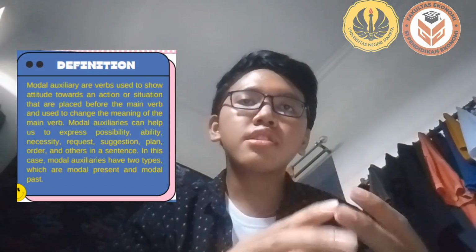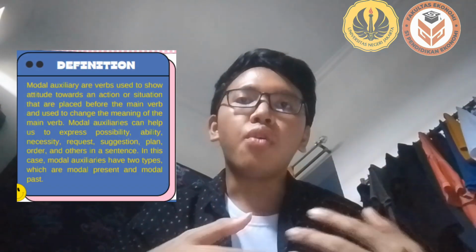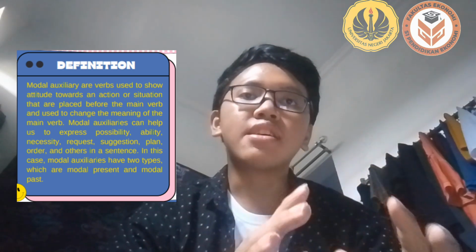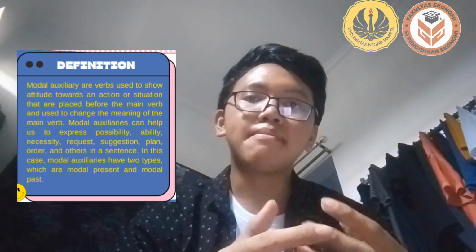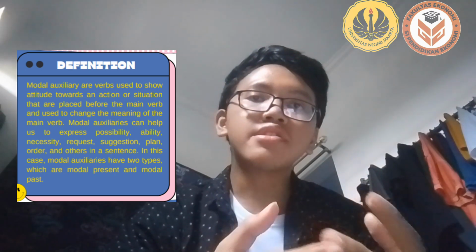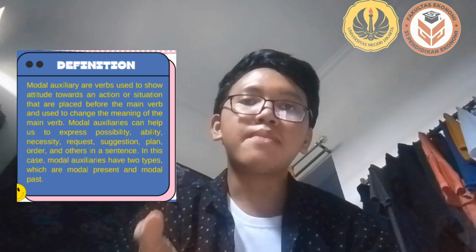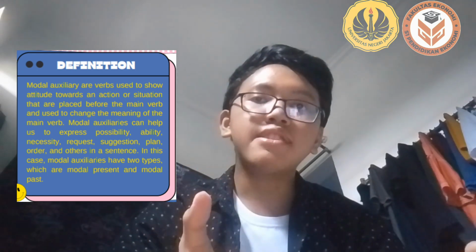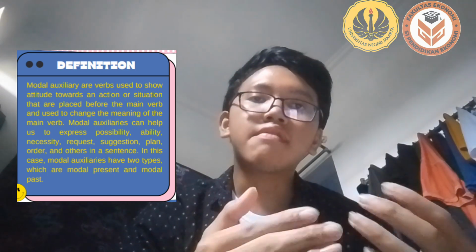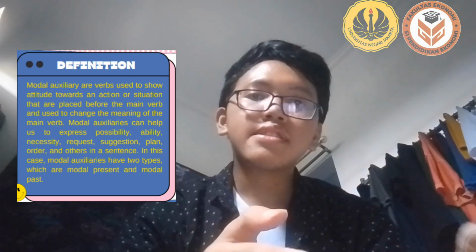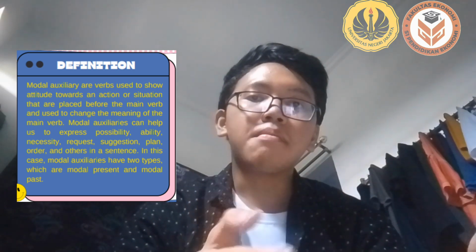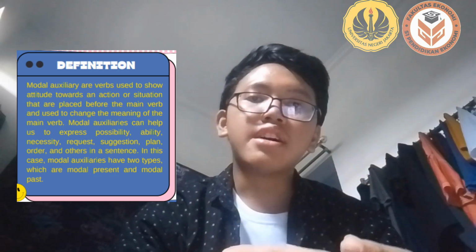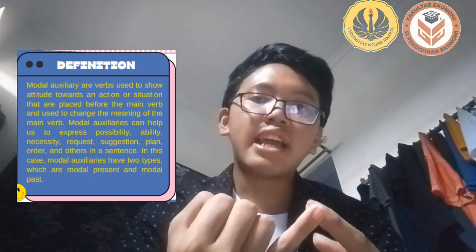Check it out. The definition of modal auxiliary is the verbs used to show attitude towards an action or situation that are placed before the main verb and used to change the meaning of the main verb. Modal auxiliaries can help us to express possibility, ability, necessity, request, suggestions, plan, order, and other kinds of sentences. In this case, modal auxiliaries have two types, which are modal present and modal past.